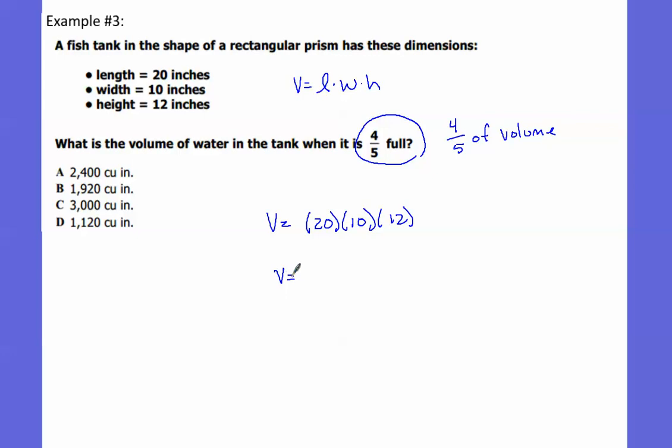Calculating this, the volume is going to equal 2,400 inches cubed. That's what we're talking about. But we have to remember we only want it 4/5 full. So what we must then do is multiply this final volume by 4/5. And when we calculate that, we end up with only 1,920 inches cubed, which we then find as our option B.